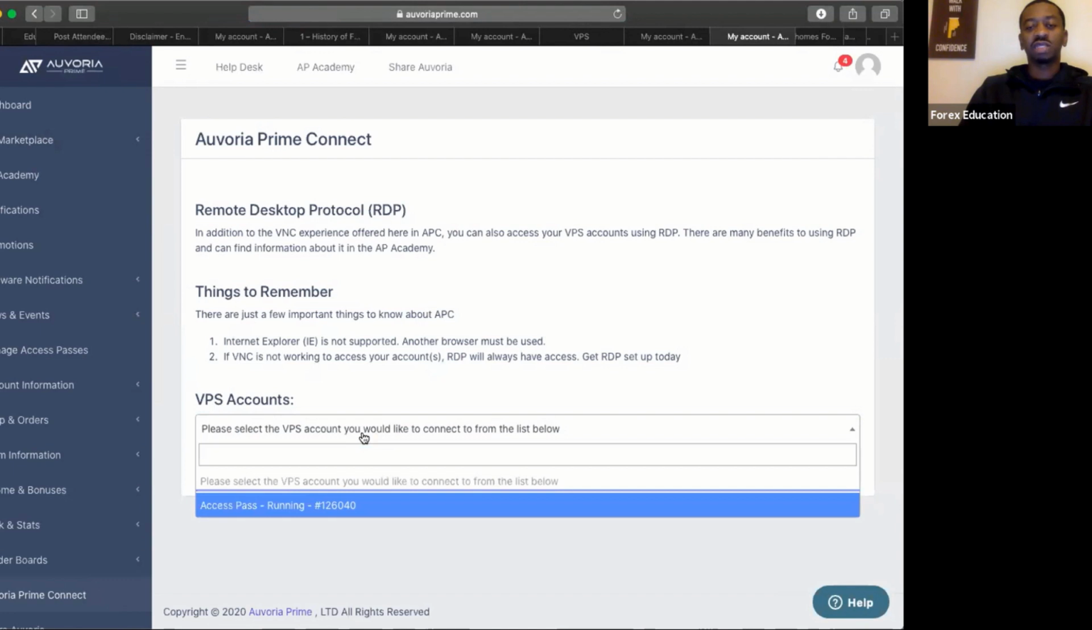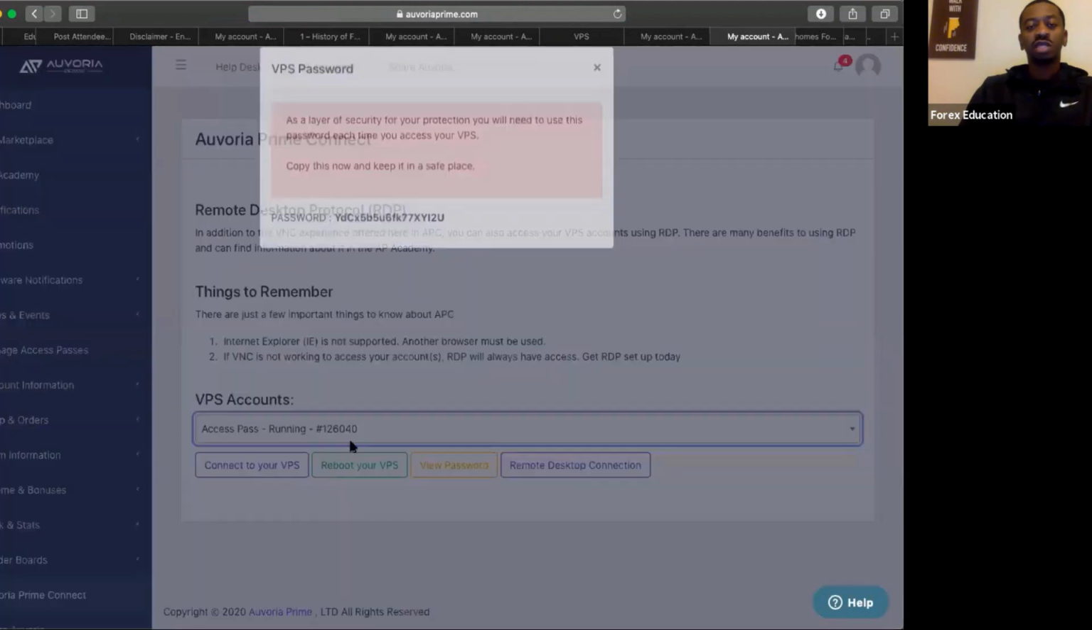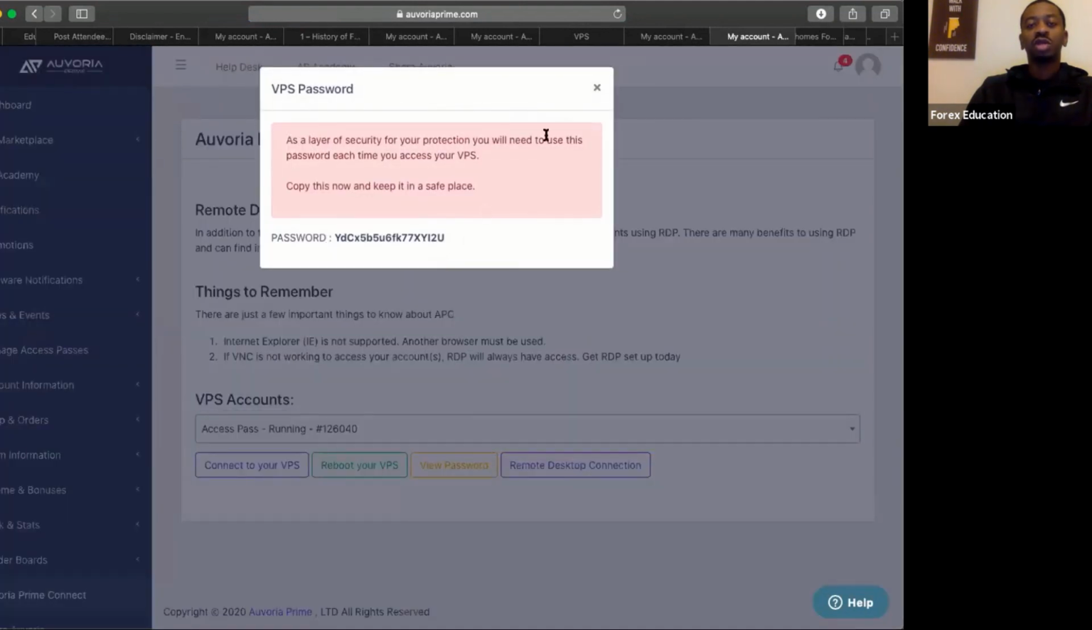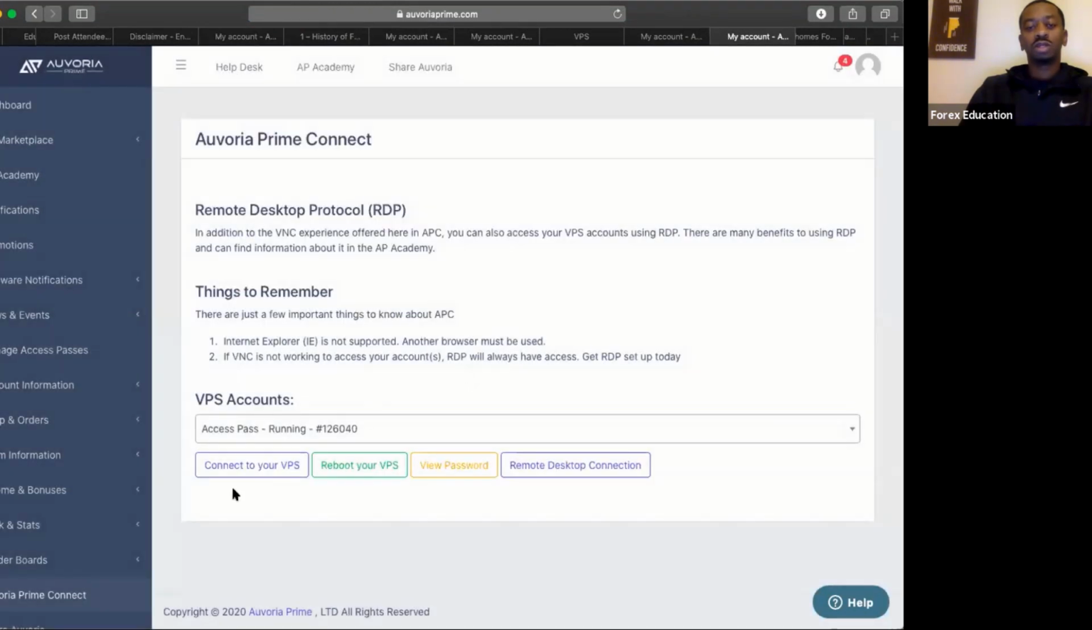Please select the VPS to connect to. I can select that VPS to connect to. I can use this password. And then when I log in, I'm going to save this password here. Copy. All right. You want to connect to your VPS, or you want to go with a remote desktop connection.